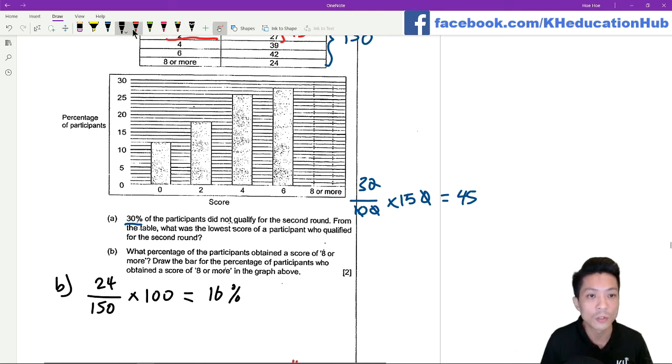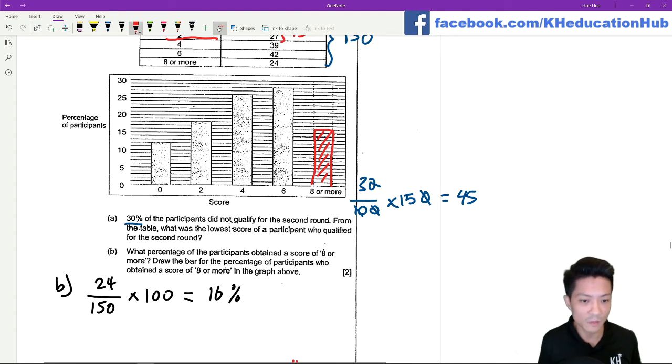Now I'm going to draw the 16% over here. It's 15, 16, 17, 18, 19, 20. It's a bit difficult to see. Let me try and draw. I think it's over here. This is the answer for part B.